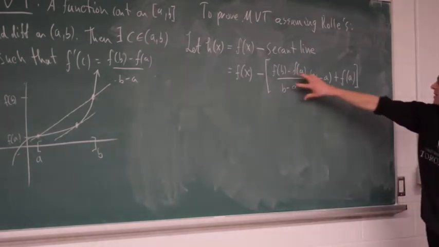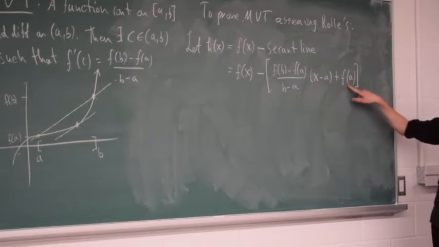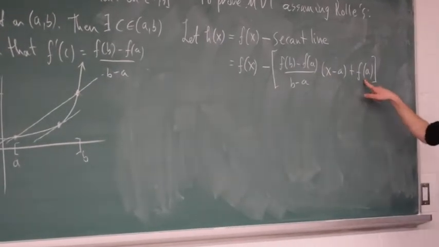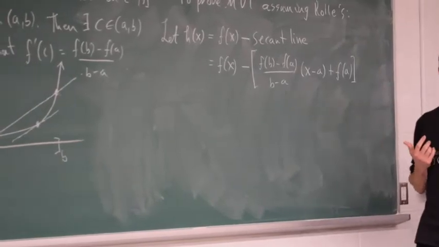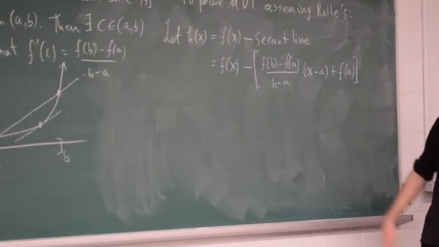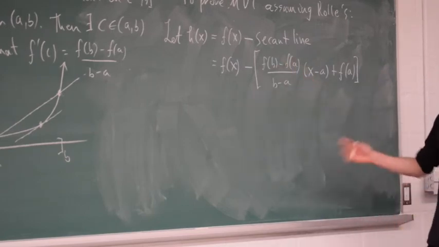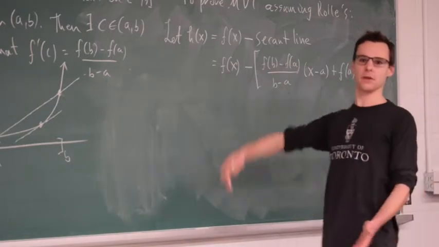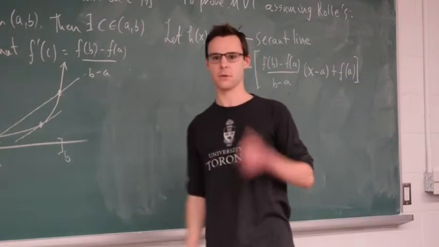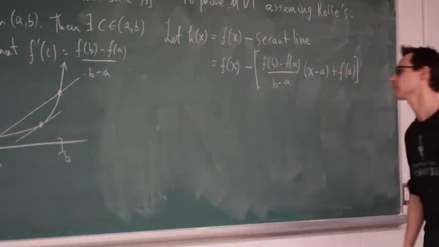The line has this slope, passes through the point a, and has value f of a there, okay? If you don't understand how we got this, then just think through it. You could just set up an equation, y equals mx plus d, since b is used here. Then sub in the slope, sub in a point, and solve for whatever d would be. You'll get this equation if you do some factoring.